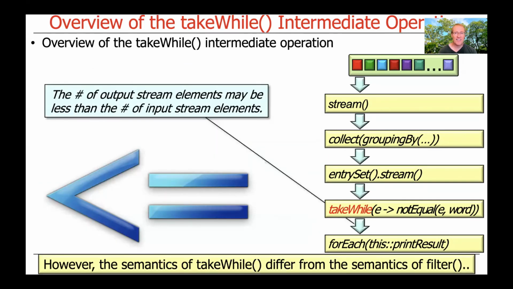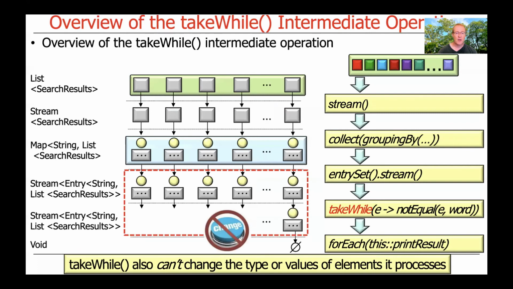As with dropWhile, the number of elements that you get may be different from the ones that are in the input stream. If everything matches the predicate, of course, it'll be equal, but if you reach a point where there's no match, then everything from that point will be ignored. As before, the semantics of takeWhile differ from filter because takeWhile bails out as soon as the match doesn't occur with the predicate, whereas filter has to look at everything in there. Also, like dropWhile, you can't change the type or the value with takeWhile, but you can filter things out.